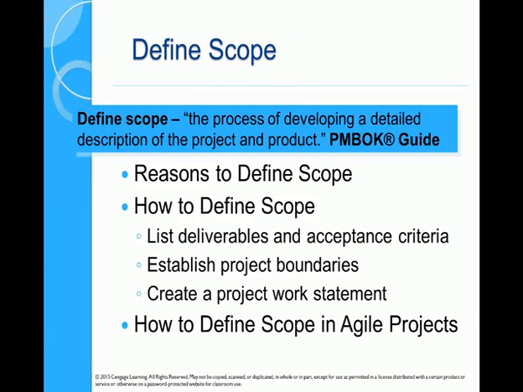Once you've got your traceability matrix, you can then look at defining scope. Defining scope is the process of developing a detailed description of the project and the product. So remember, there's two parts, project scope and the product scope.